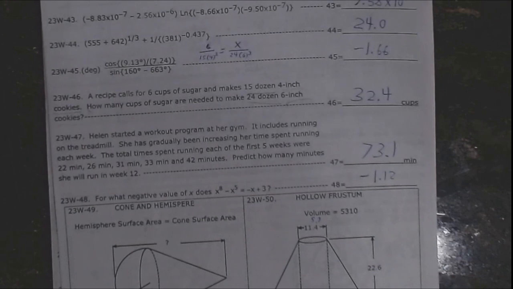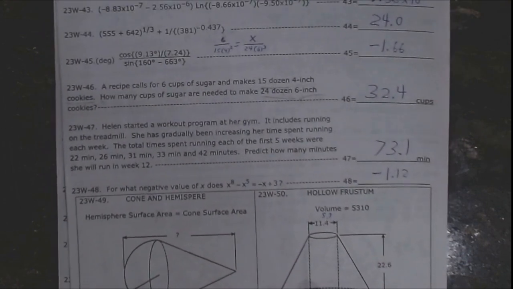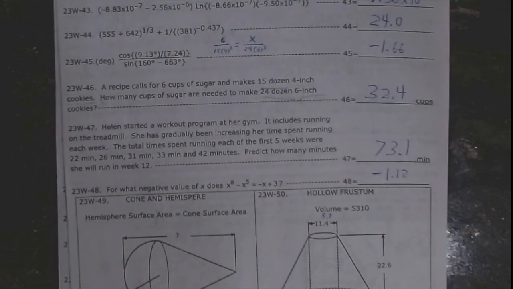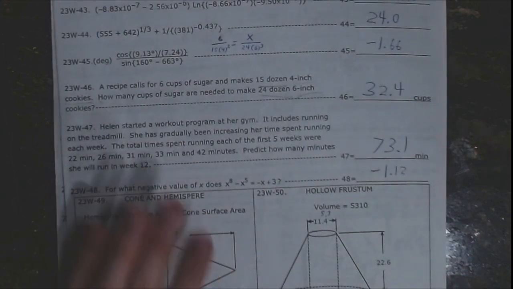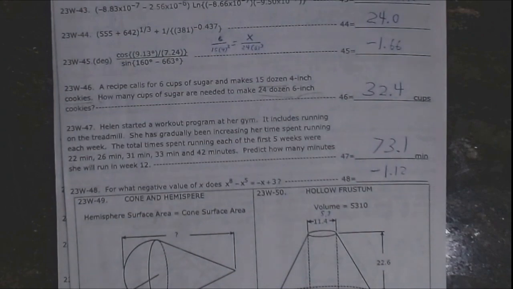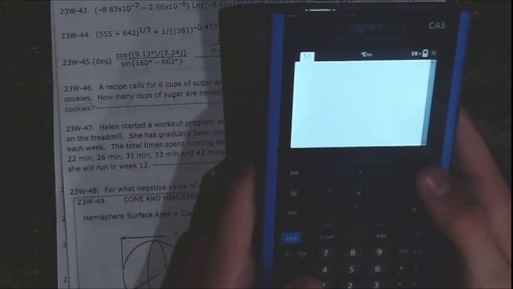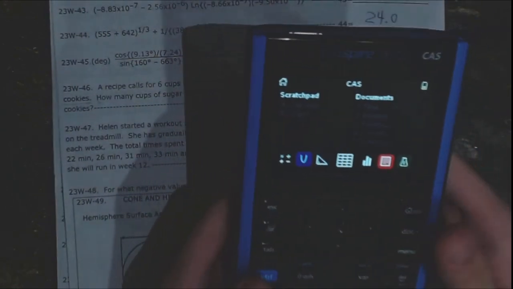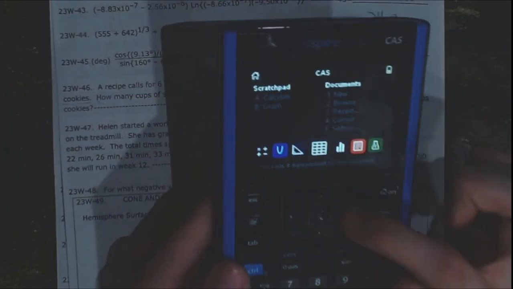Question 47 is always a statistics question. And 9 times out of 10, you're doing a linear regression, unless you're told otherwise, like it's proportional to the square of something, or it's an exponential growth. 9 times out of 10, it's linear. So we're going to do a linear regression here. To do that, we're going to pull out our nSpire and go to lists and spreadsheets.